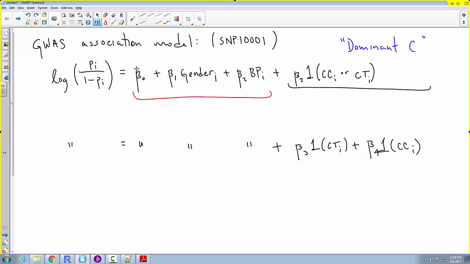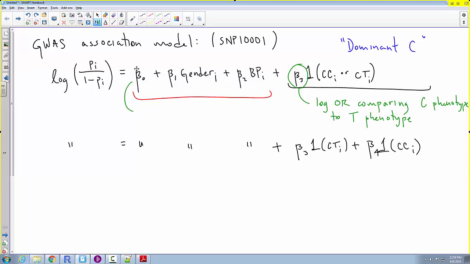In that model, so in the first one, beta 3 is a log odds ratio comparing C phenotype to T phenotype. Beta zero is the population log odds.